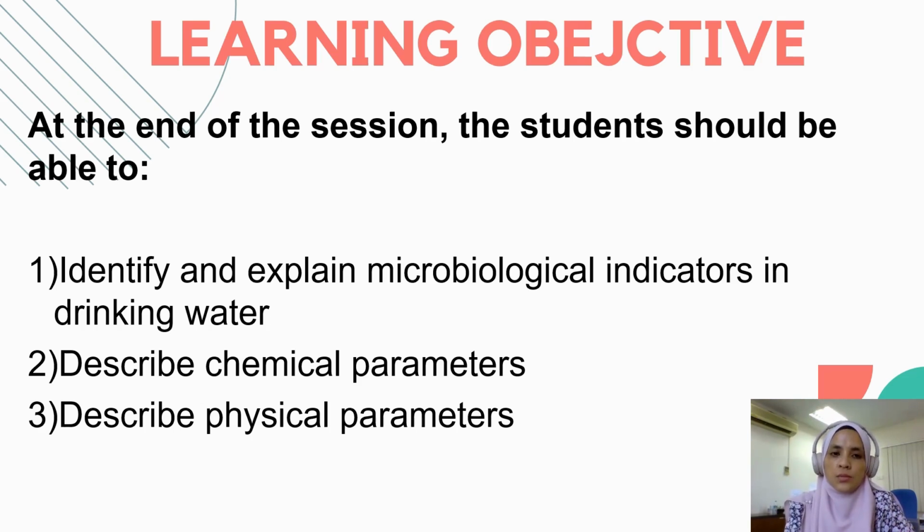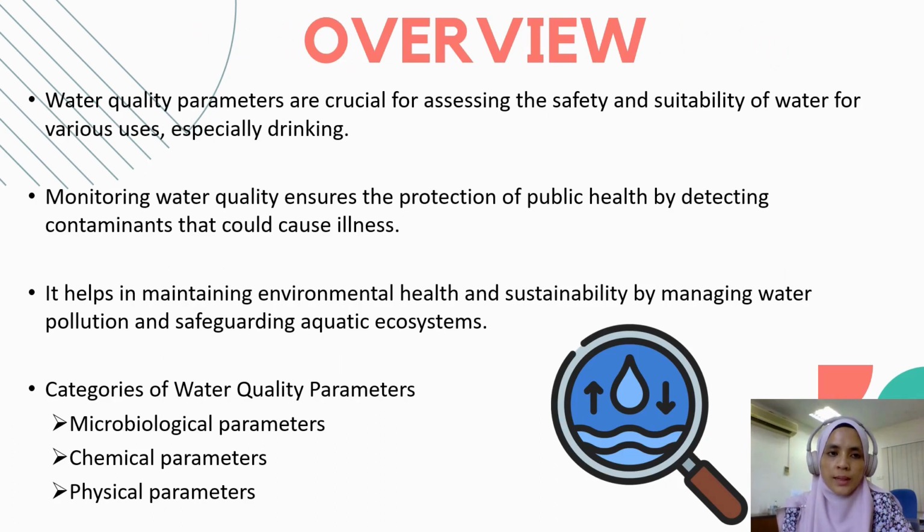And of course, the last one, describe the physical parameters. You should be able to explain the physical parameters used to assess drinking water quality, such as turbidity, color, odor, taste, and temperature. You should be able to discuss how these factors influence the overall acceptability and safety of drinking water.